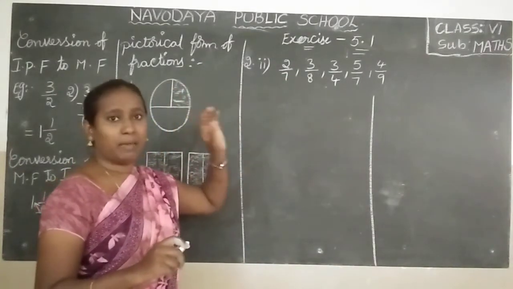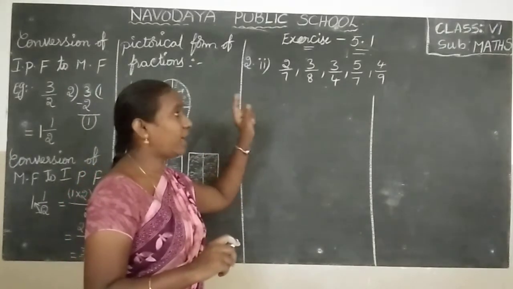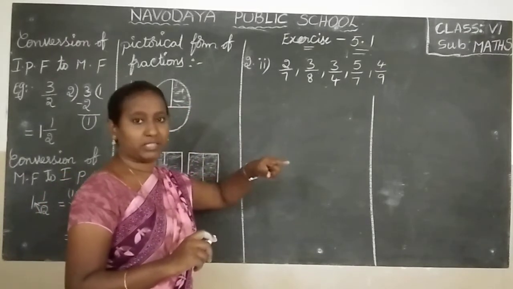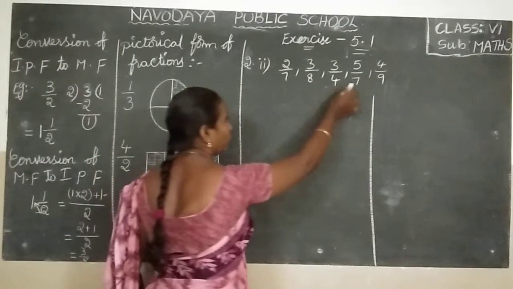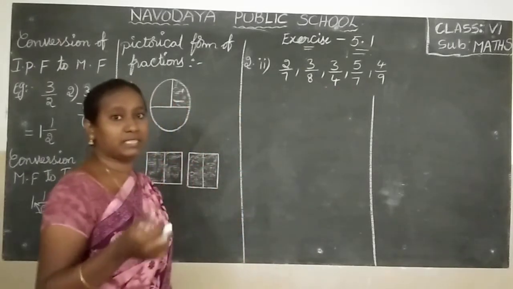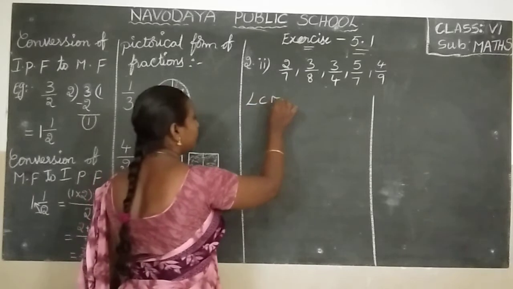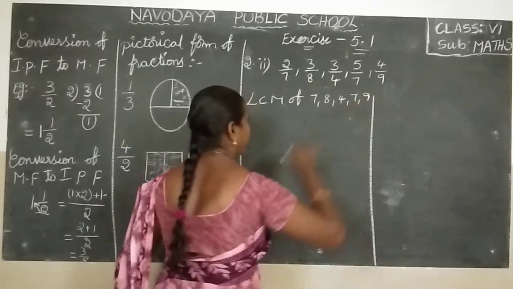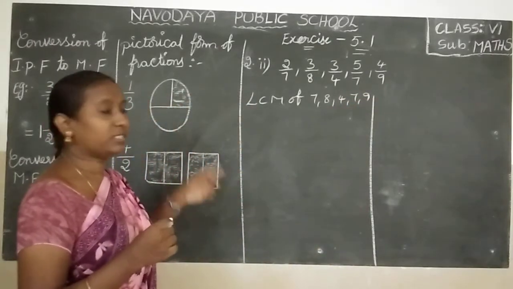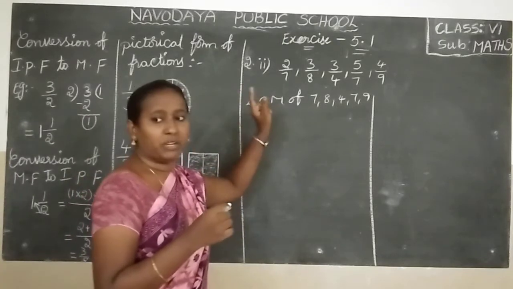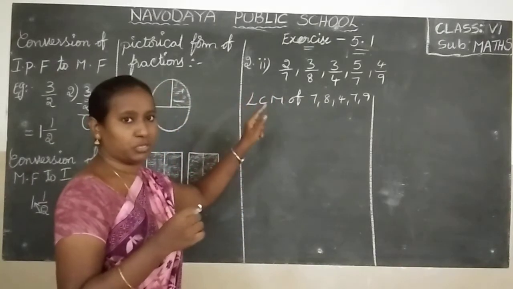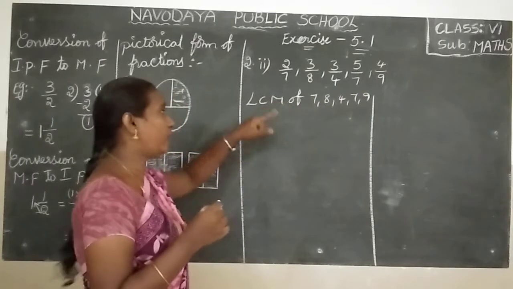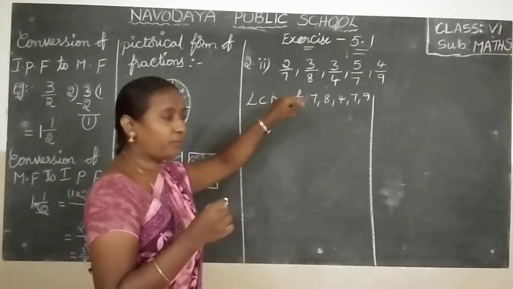To arrange these fractions in ascending order, first we have to convert them into like fractions. How do we convert them into like fractions? Take the denominators of these fractions and find the LCM, that is, the LCM of 7, 8, 4, 7, 9. Why do we find this LCM? Like fractions means the same denominator for all fractions, so we have to get the same denominator for these fractions.